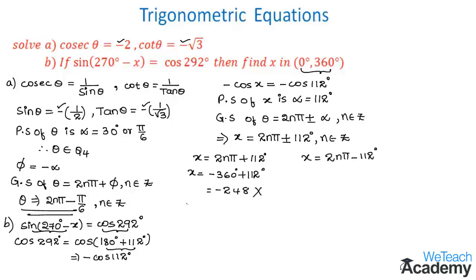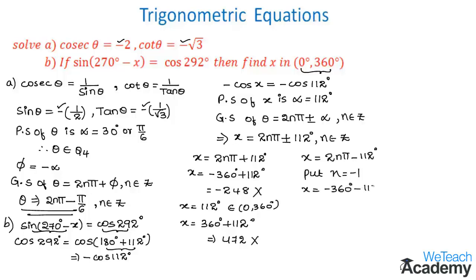And then substituting the value of n as 0, we get x equal to 112 degrees. So x equal to 112 lies between 0 degrees, 360 degrees, so it is a solution. And then let us substitute n equal to 1. So by substituting n equal to 1, we get x equal to 360 degrees plus 112 degrees, and then by adding we get 472 degrees. So 472 does not lie between 0, 360, so it is not a solution. And now let us put n equal to minus 1 in this solution. So here we get x equal to minus 360 degrees minus 112 degrees, and here by adding we get minus 472 degrees, and this does not lie between 0, 360 degrees.